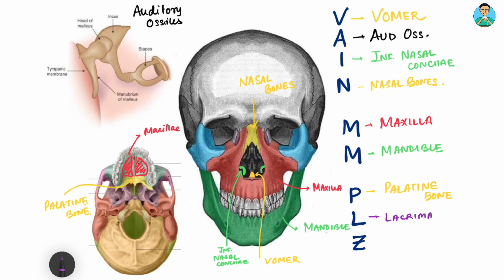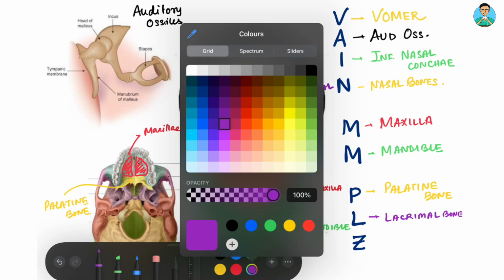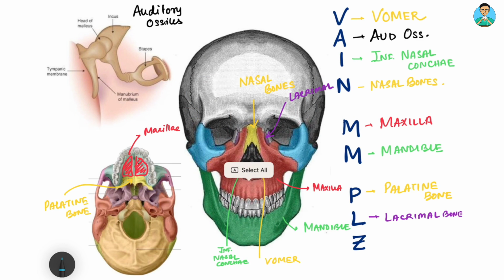L stands for the lacrimal bone, present over here in the medial aspect of the orbits. And Z stands for zygomatic bone.